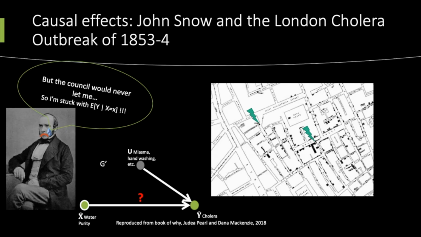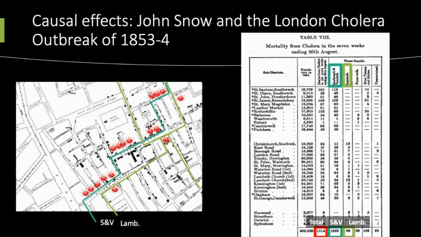In the second act of the story, Snow collects more data from across London, but this time also marks down the water provider to the sub-districts where the deaths occurred. He found, remarkably, that one water supplier had many more deaths associated with it. But even more interestingly, in many sub-districts, both suppliers were present, often arbitrarily, in one side of the street versus the other.